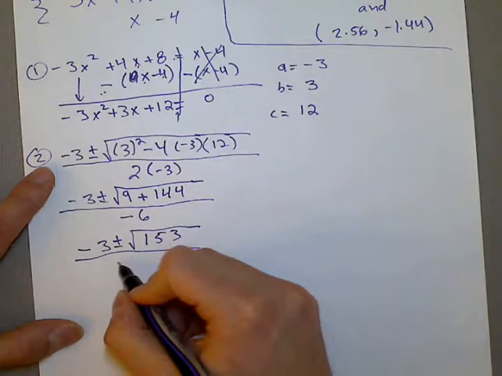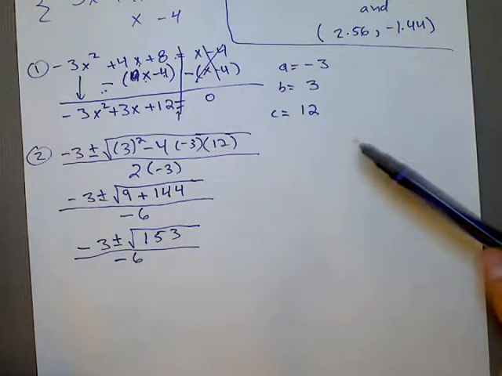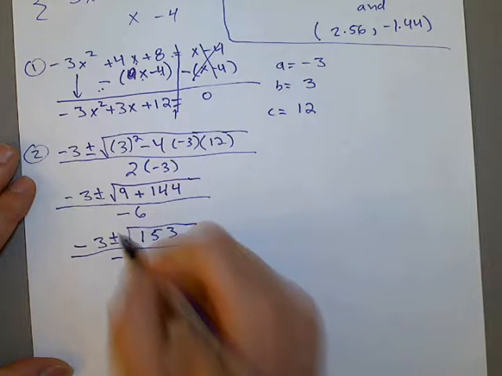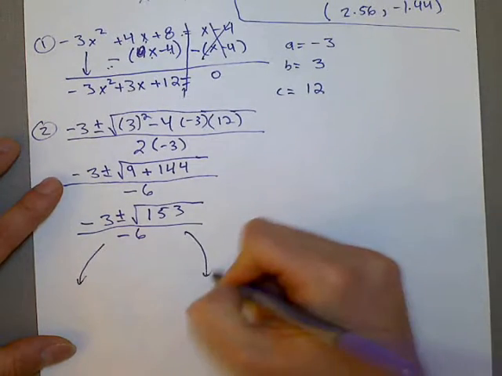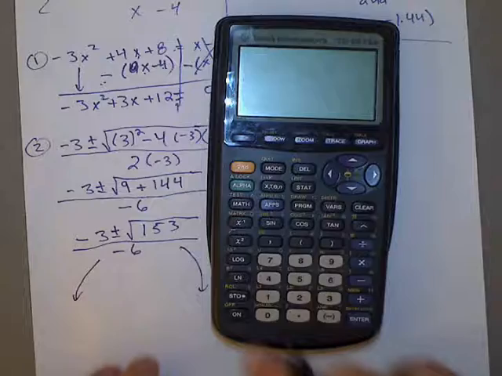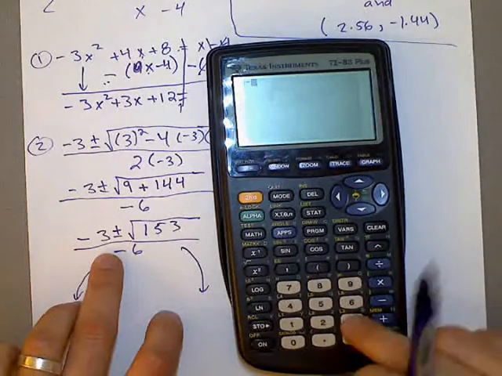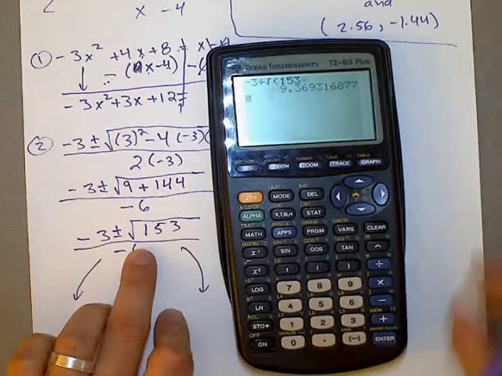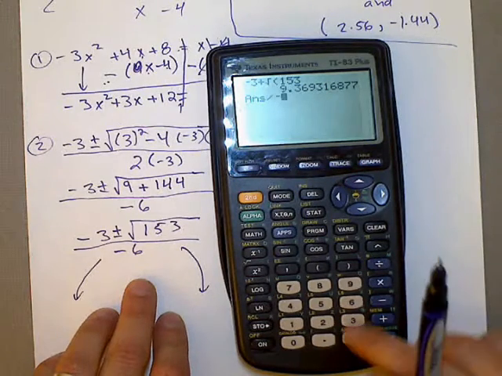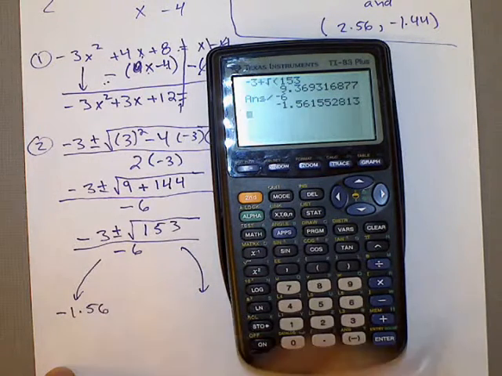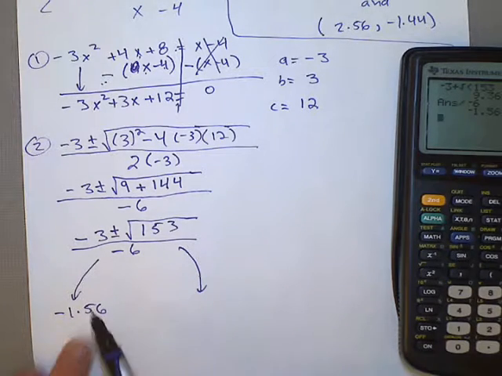So at this point, we want to get a solution that's a decimal so we can approximate where it is on the coordinate plane. So since we got a plus or minus, let's split it off into two possible solutions. So in my calculator, I can put in negative 3 plus the square root of 153. We'll hit enter, and then we'll divide that answer by negative 6. So one of the solutions is negative 1.56. So that's one of the x values where the line and the parabola intersect, which should make sense because when we put it into Desmos, that was one of the intersection points.